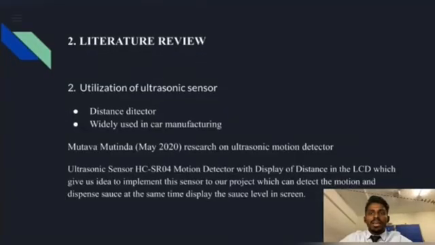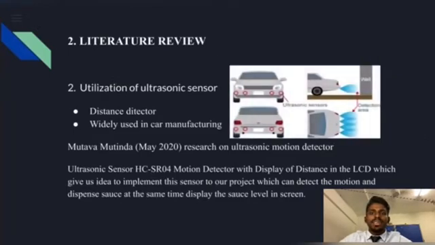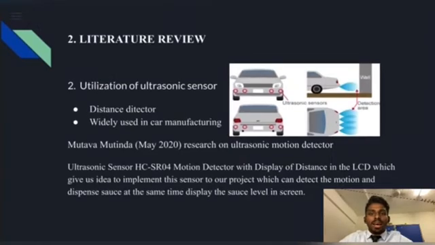Secondly, we researched the utilization of the ultrasonic sensor. An ultrasonic sensor works by detecting distance and is commonly used in cars to detect the distance of objects near the car. Mutua Mutiada did research on an ultrasonic motion detector, the HC-SR04 motion detector with display of distance on the LED, which gave us the idea of implementing this sensor in our project, which can detect motion and dispense sauce at the same time.